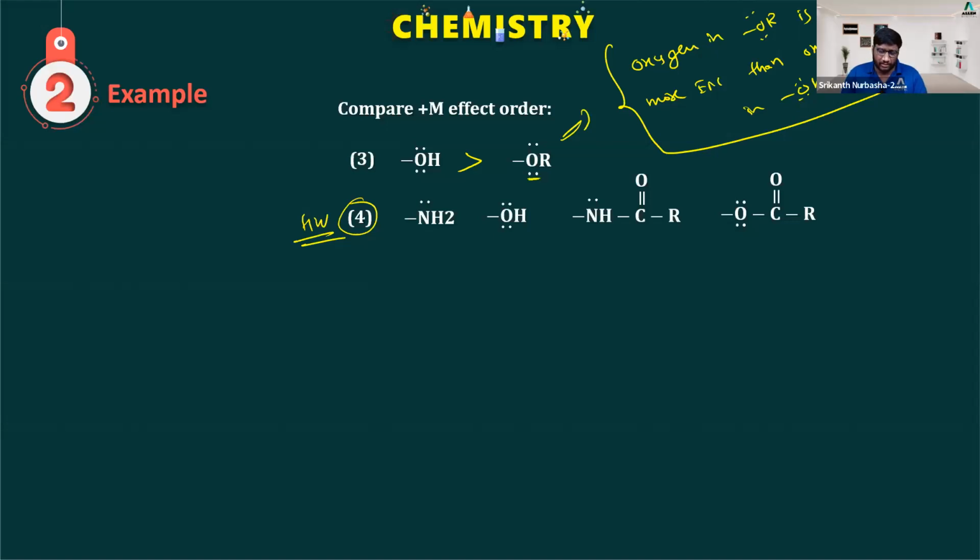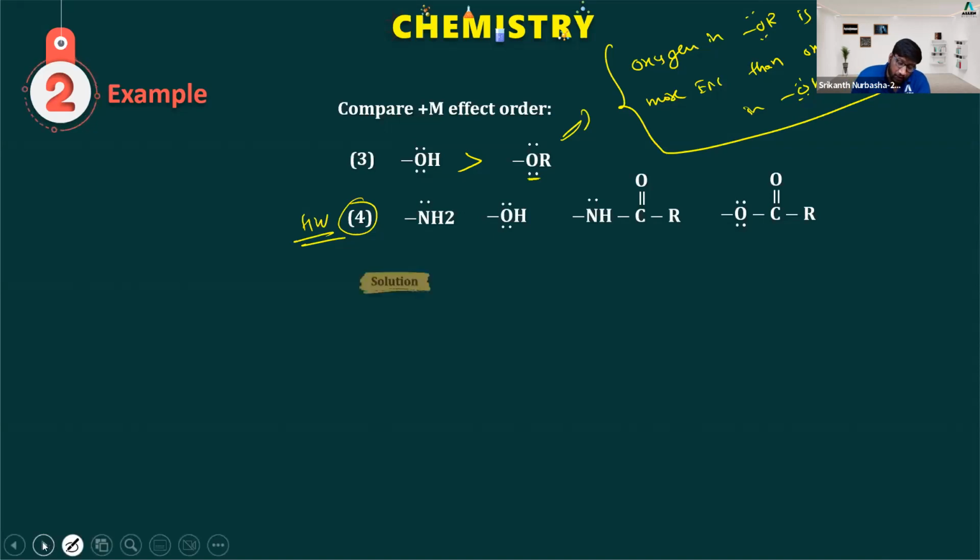Let us start with the discussion. Last class, we compared the plus M effect order of OH and OR. We said that oxygen in OR is more electronegative than oxygen in OH, so OH will be a better electron donating group. Yes or no? That is plus M effect. Compare NH2 to OH, NH-C=O-R, O-C=O-R.